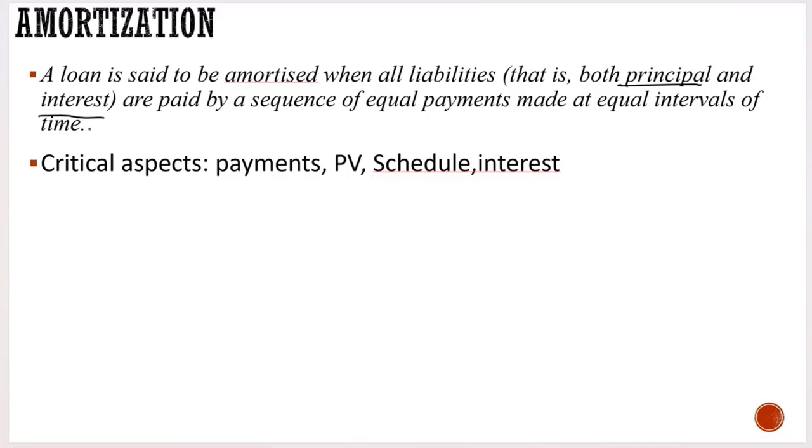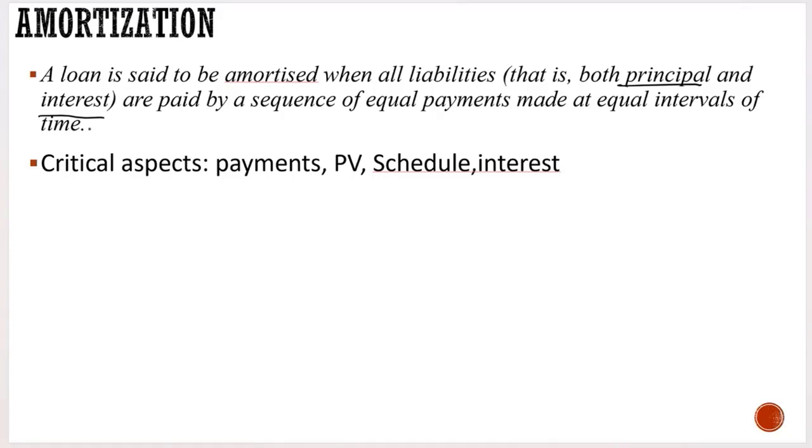So we are talking about amortization. They are paid in a sequence of equal payments made at equal intervals of time. Most of the money in your payments goes to interest. Little goes to the principal. Your loan is getting less.